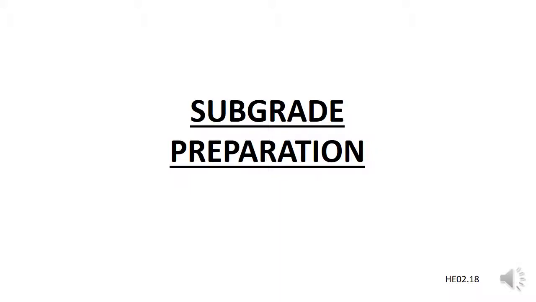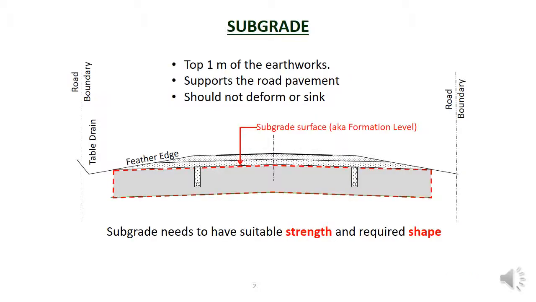In this video, we're going to look at the final part of the earthworks, which is preparing the subgrade. Subgrade is generally described as being the top 1 meter of the formation. The road is built on top of the subgrade, so the material to the left and right of it is not part of the subgrade, it's just part of the formation.